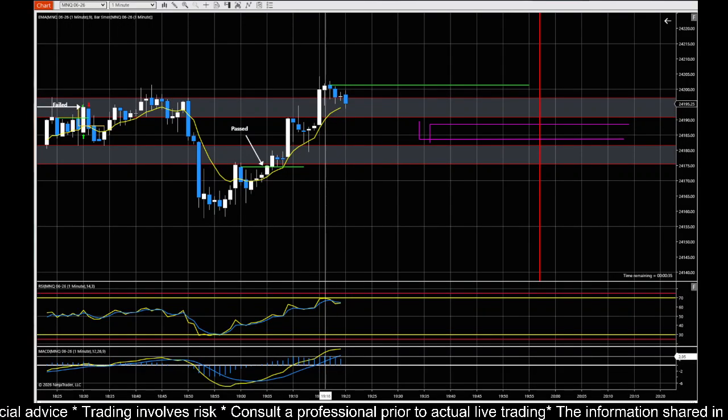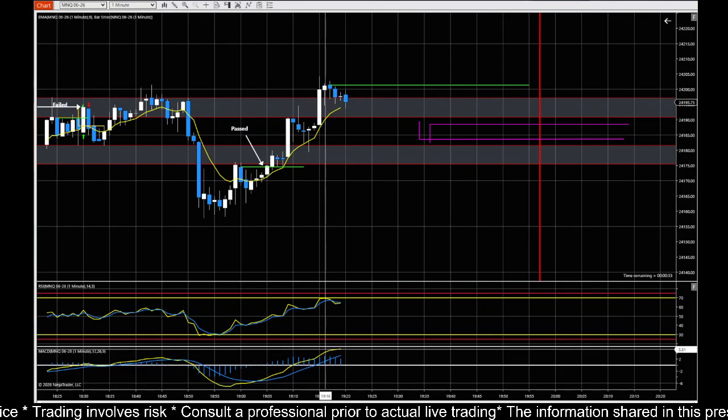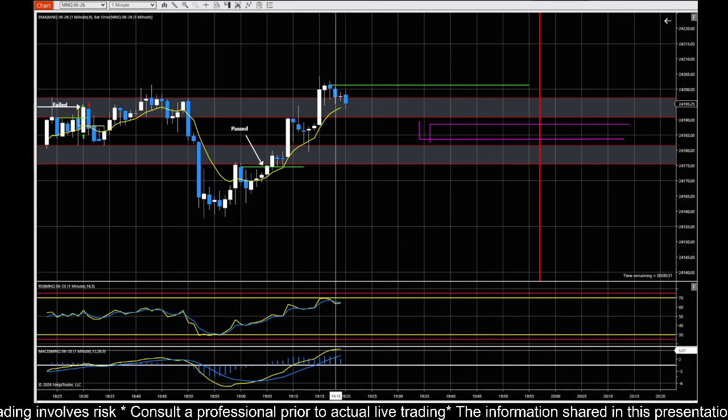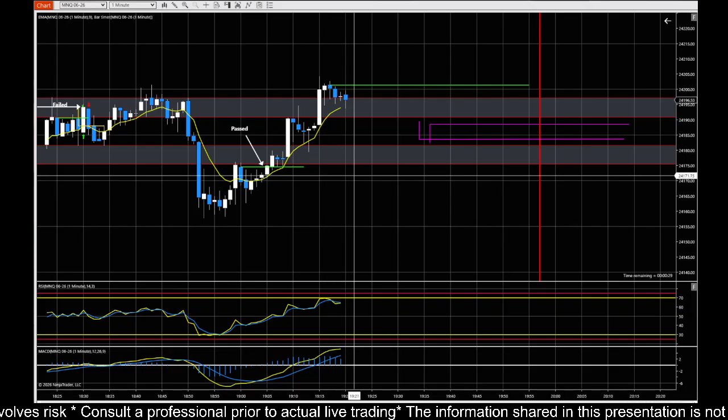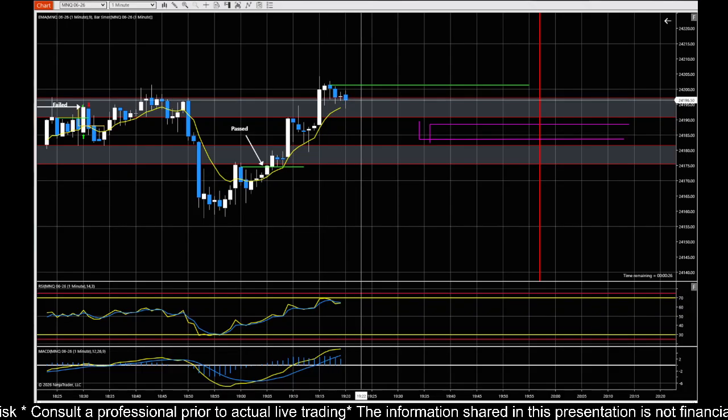Our MACD was open, but now look at the top of the MACD. It's rolling over, kind of losing momentum also. So yeah, that's probably not going to happen.